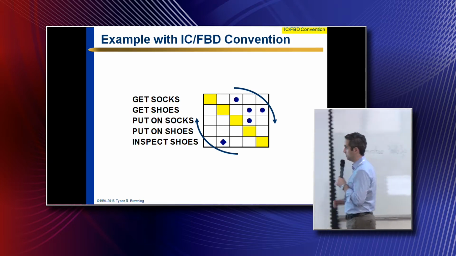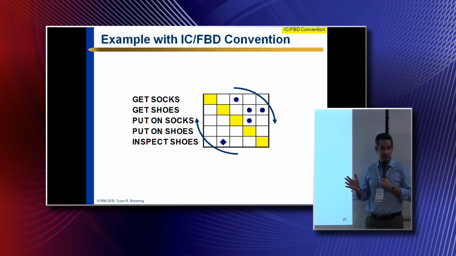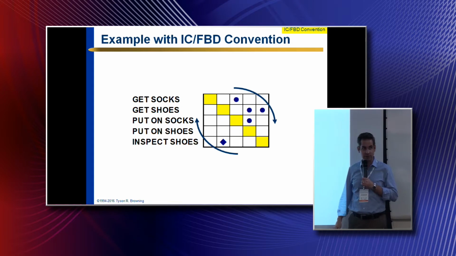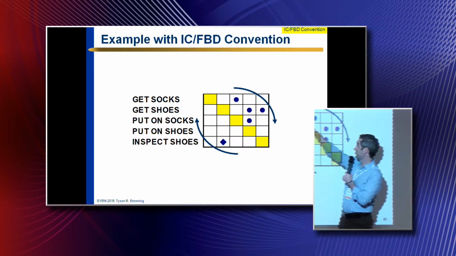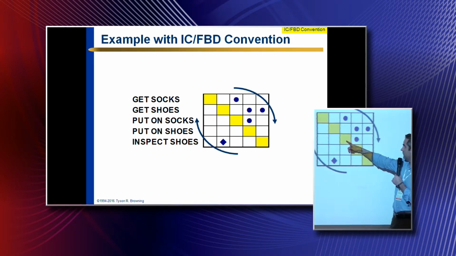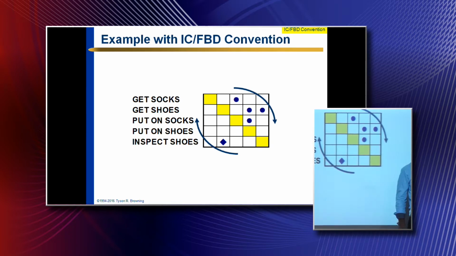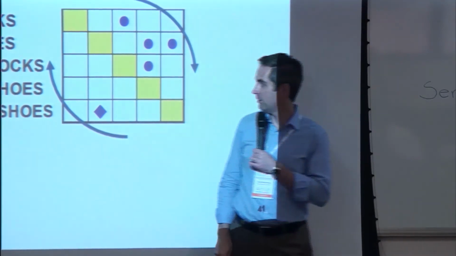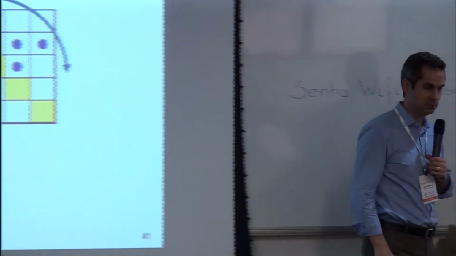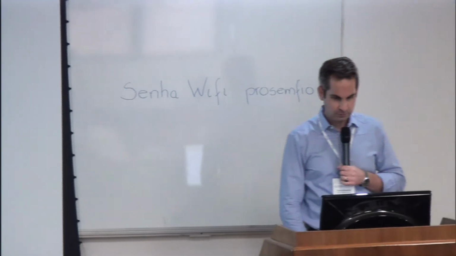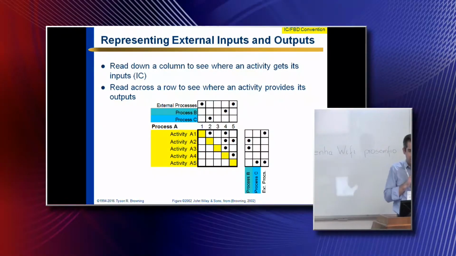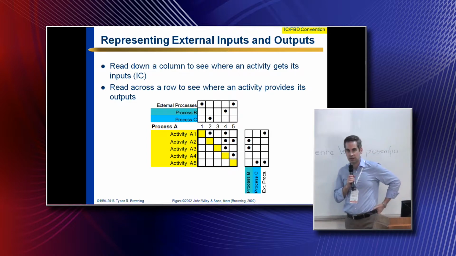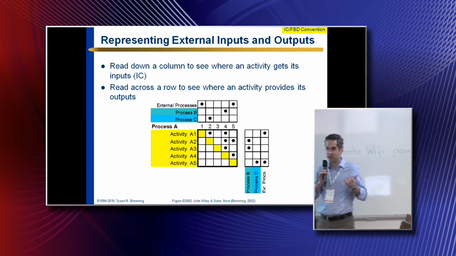So same number of marks off the diagonal. It's just that the marks that were below the diagonal are now above the diagonal. So the output's in a row and the input is in a column instead of the other way around. So now our potential feedback mark is here, from inspect shoes to get shoes. And this convention allows us to add a couple of regions outside the DSM. These are not always used, they're optional.